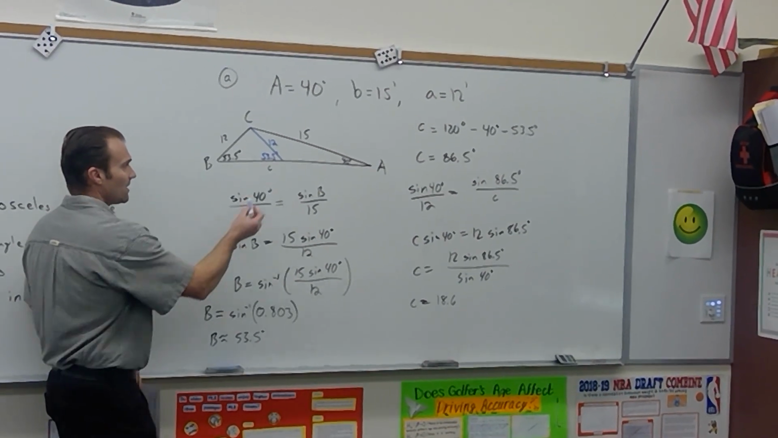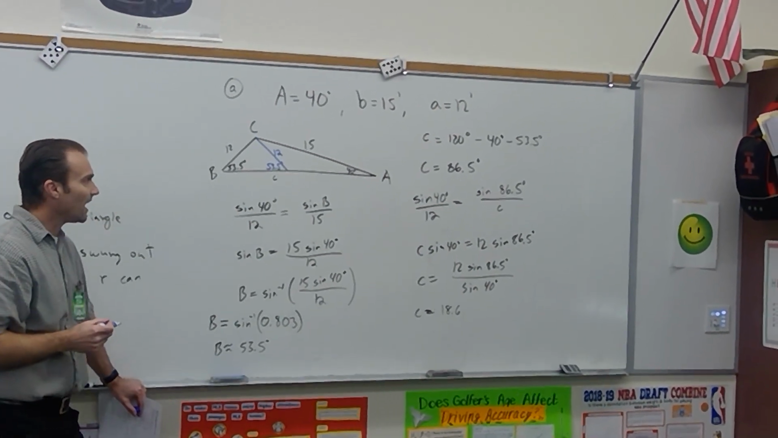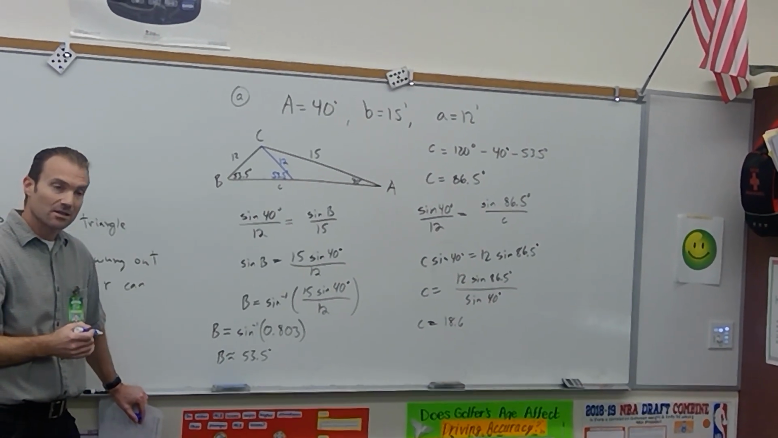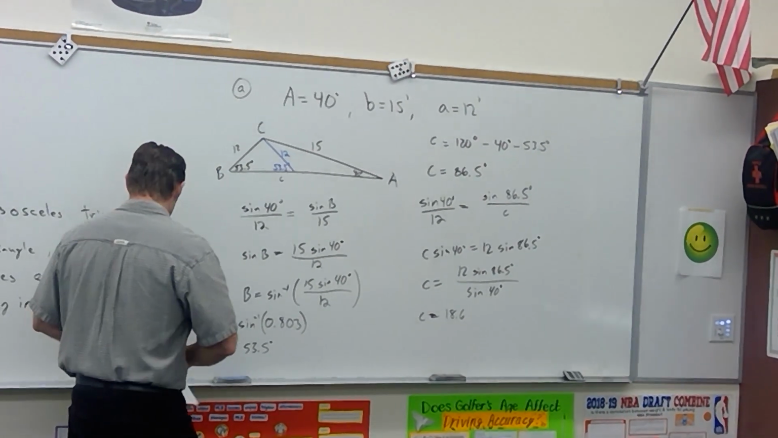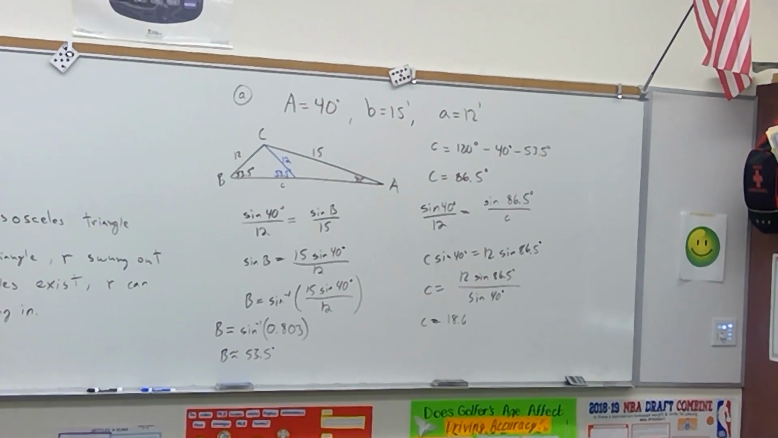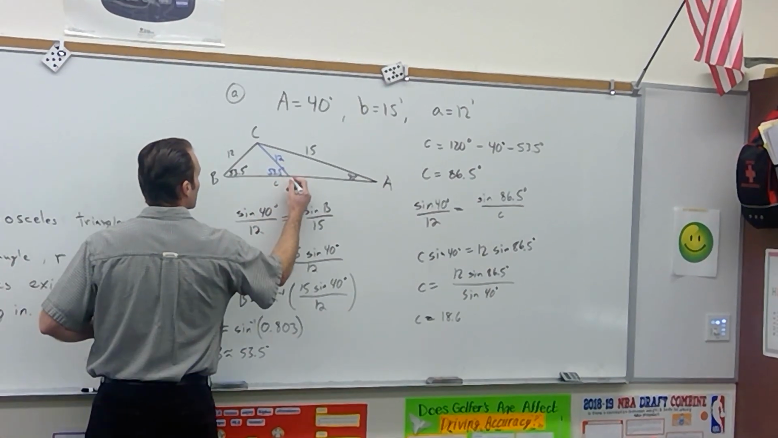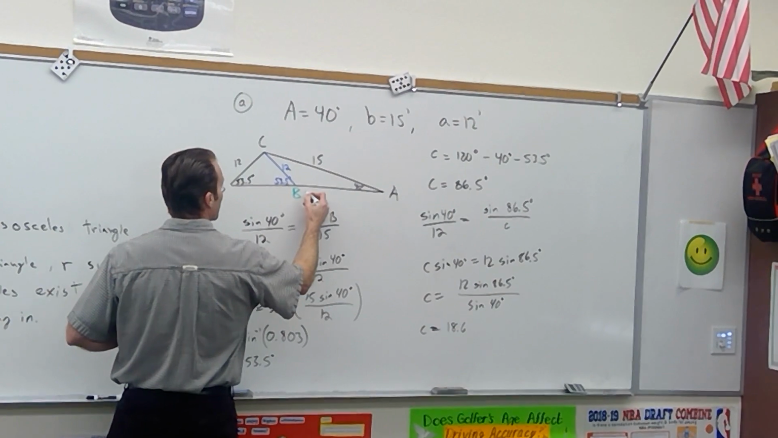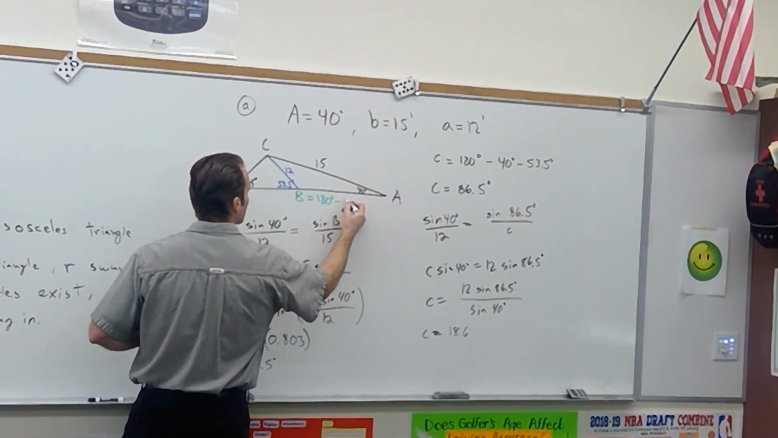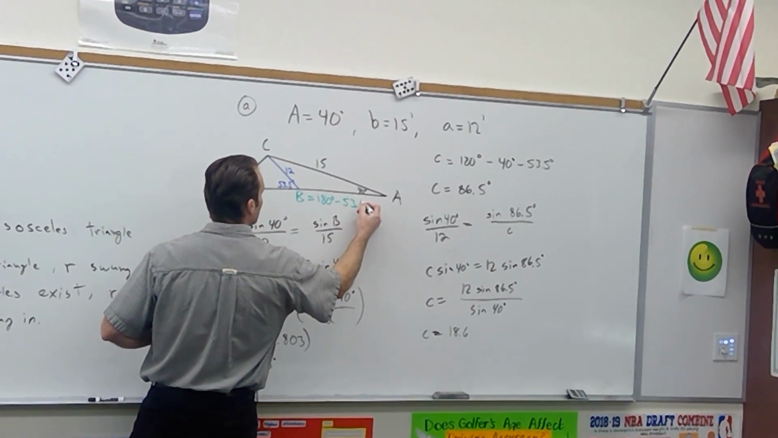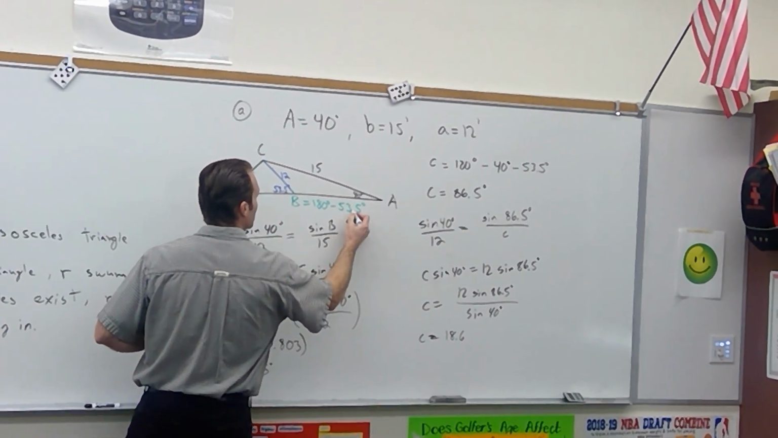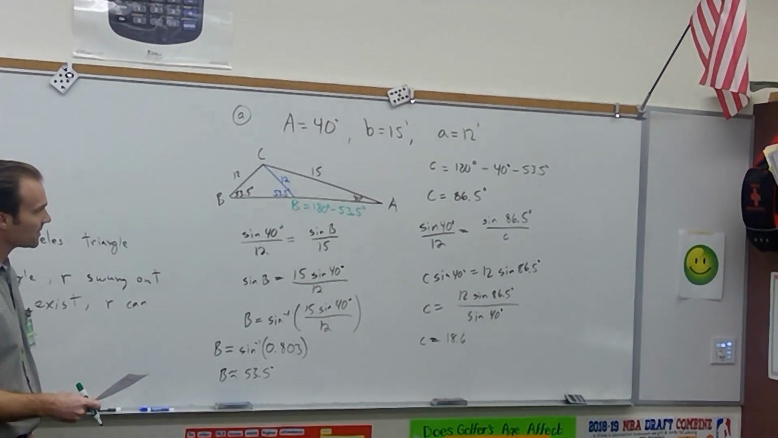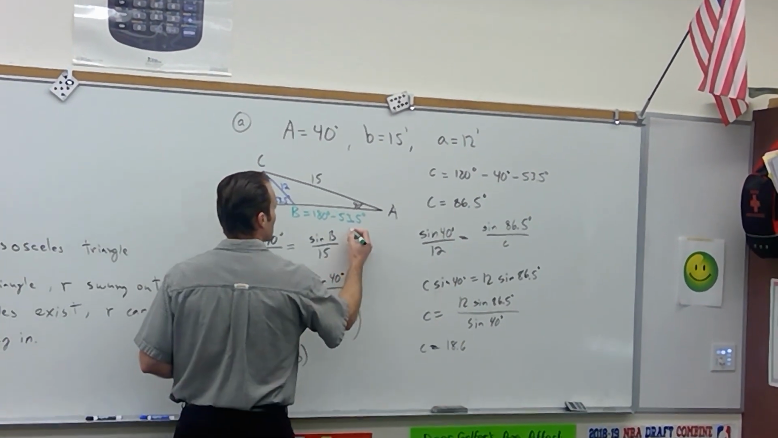I'm going to take 180 minus the 53.5, and that's going to give me a different choice for angle B. So angle B, that angle would now be 180 minus 53.5 degrees. So that gives me 126.5 for angle B.